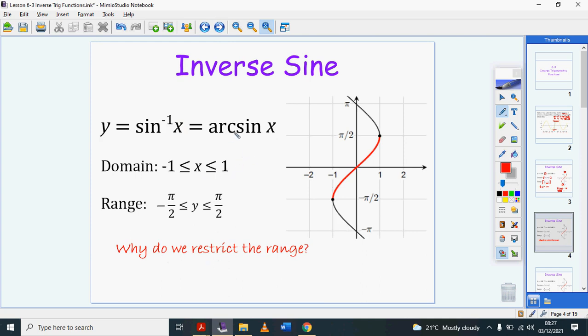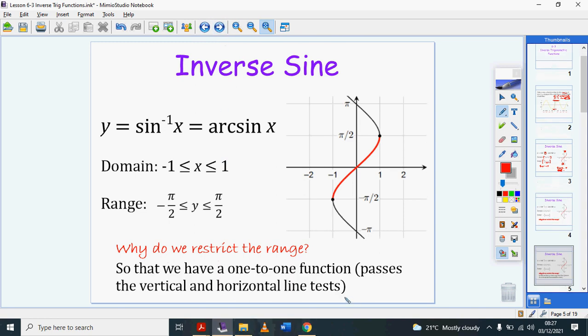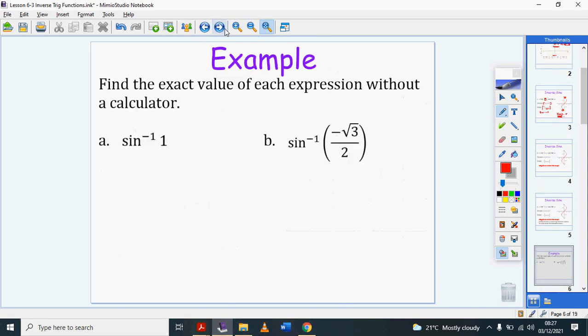So why do we restrict the range? I've told you it has to be a one-to-one function, right? So it passes the vertical and horizontal line tests. So let's try some examples.